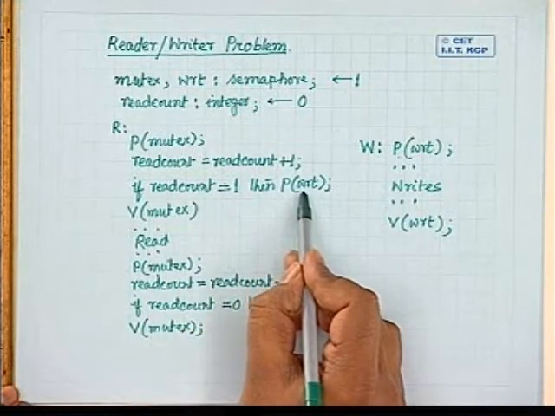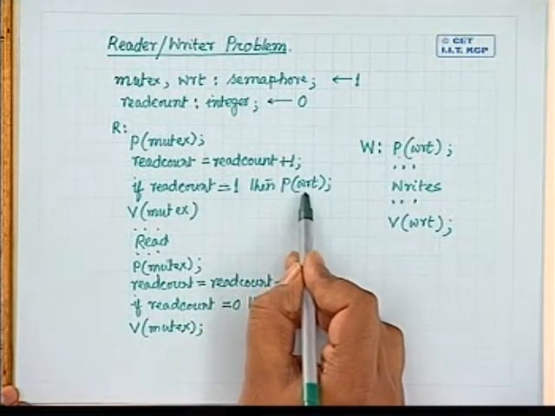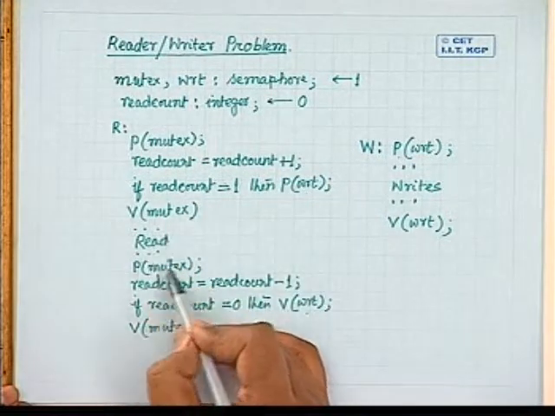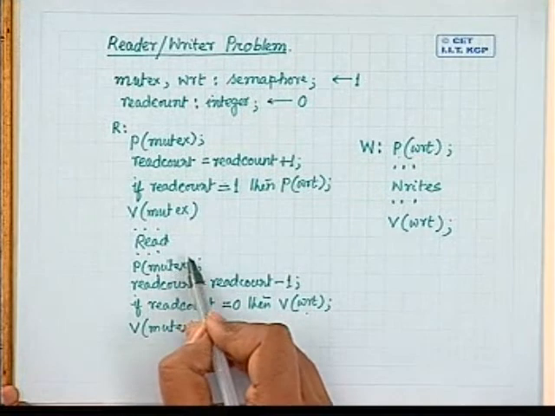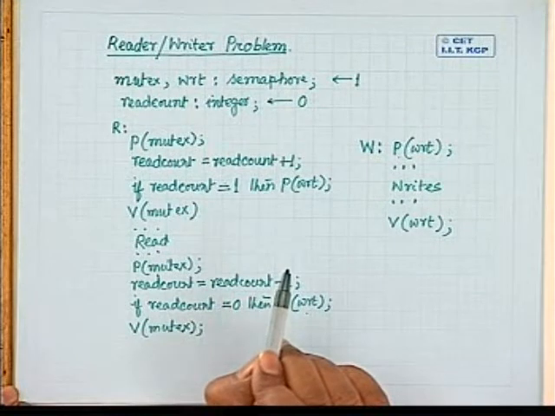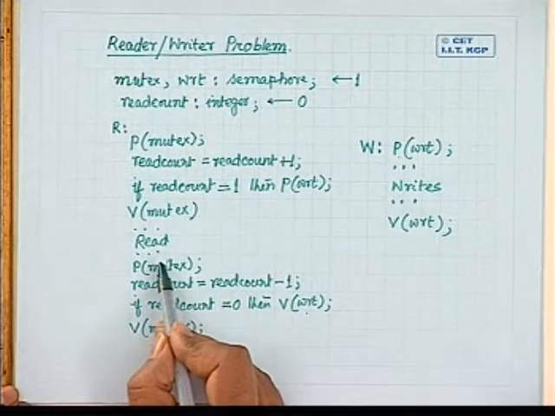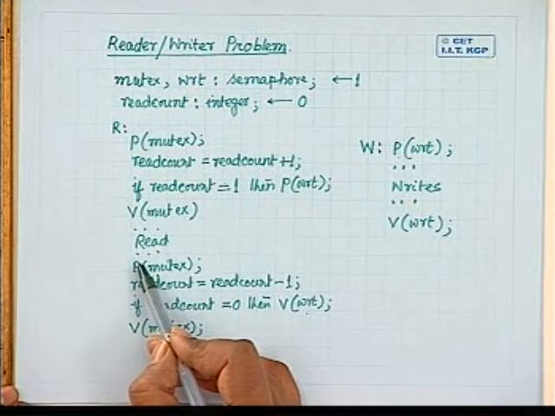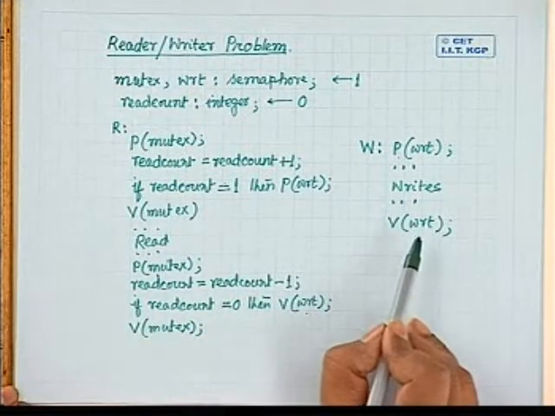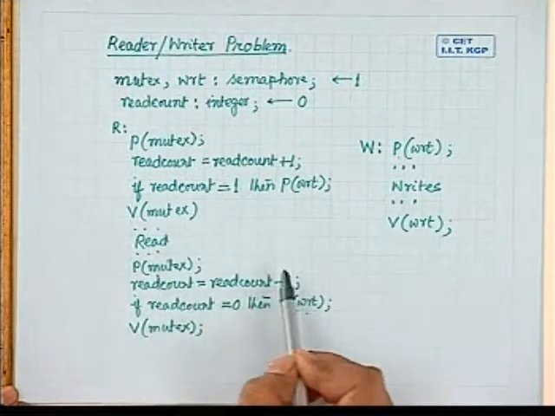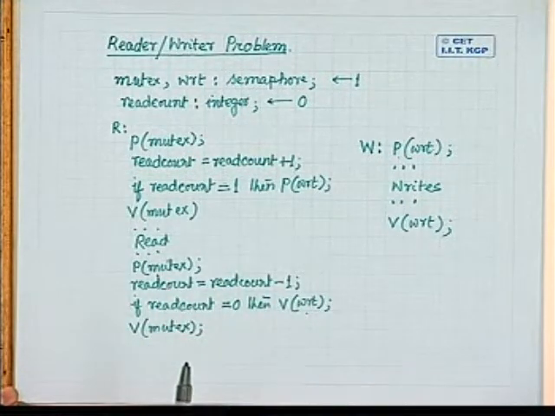whereas this semaphore variable write ensures that whenever there is any reader process performing read on the file, no writer process is given access to the file. Okay. However, more than one reader process can read the content of the file. Similarly, if there is any writer process trying to write into the file, no other reader process or writer process will be given access to the file.